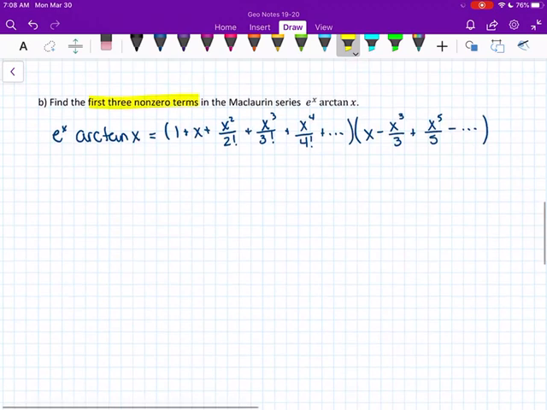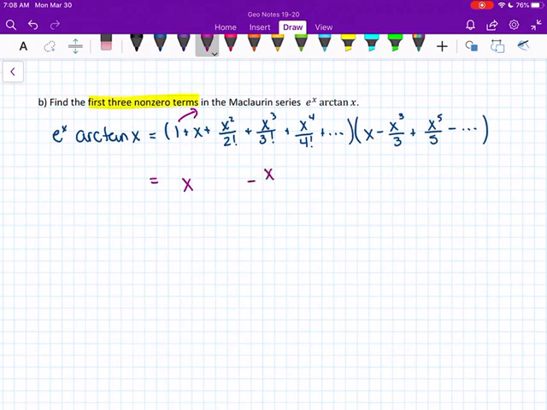So I'm just going to FOIL this. When I FOIL the 1, I get x minus x cubed over 3 plus x to the 5th over 5, and so on and so forth. And I left space for my even powers. Here I only have odd powers of x, so I left some space for my even degree terms. So when I distribute the x, I'm going to get x squared minus x to the 4th over 3 plus x to the 6th over 5, and so on and so forth.